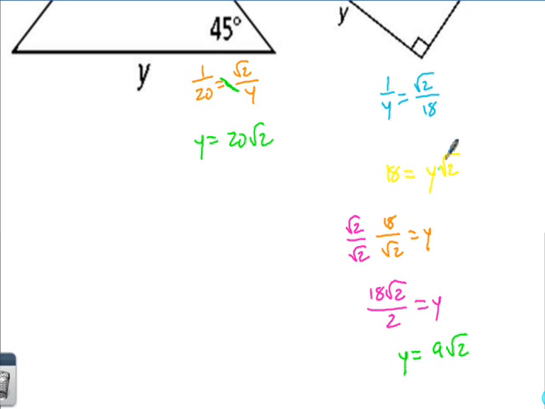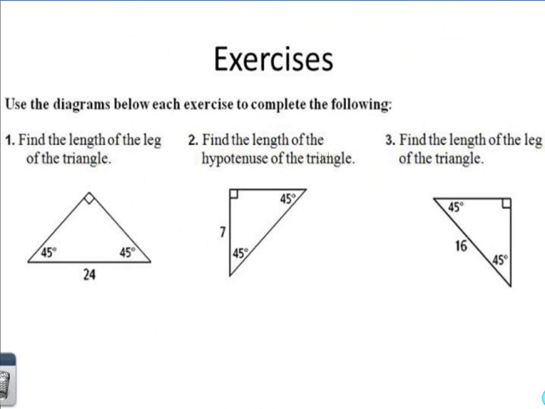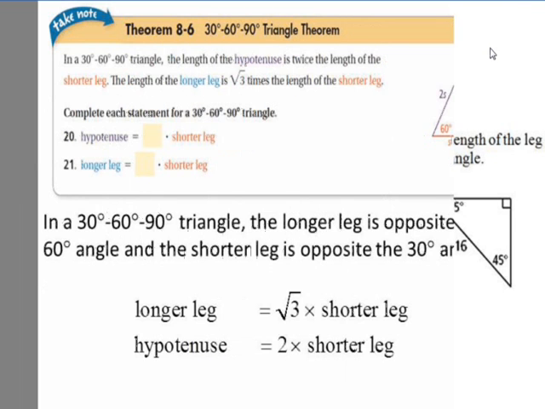Okay? Couple steps to it, sure, but difficult? Not really. All right? Here's some practice problems. I want you to try these on your own. We'll check them in class, but try those 3 problems that are in your notes packet on your own.